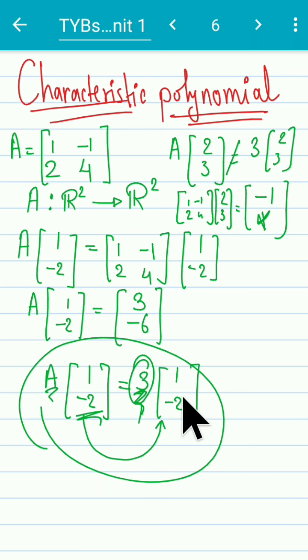In the next video I will give you an exercise question to solve, but for now I think it is enough to introduce what a characteristic polynomial is.